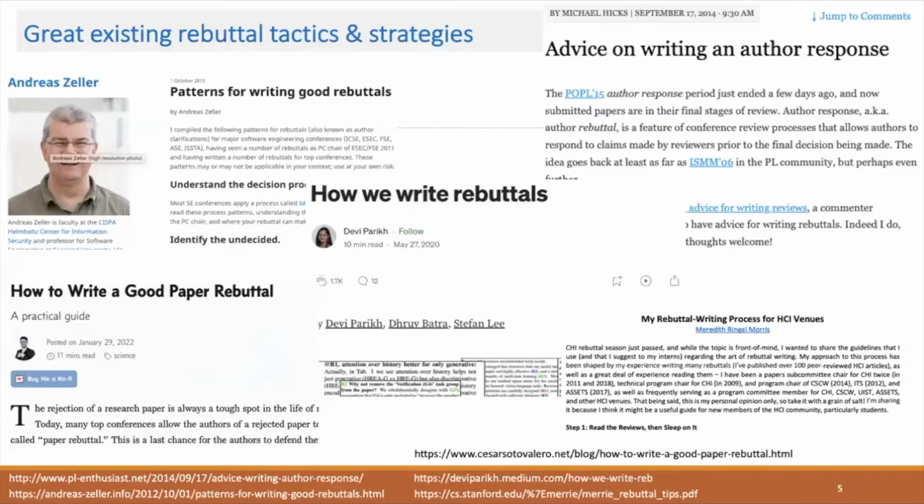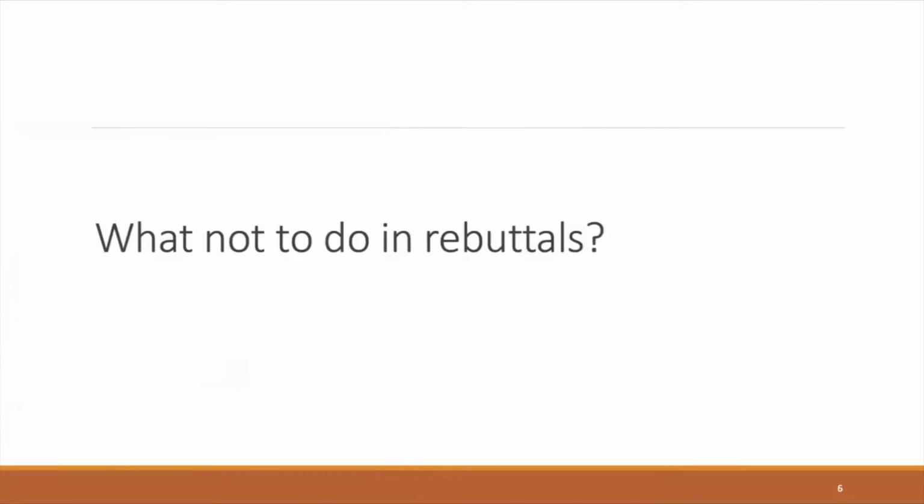There are a lot of tactics and strategies that other people have written about. My article has a reference to a lot of useful information. So I will not go over all of them, but just focus on the key point. The rebuttal is where, for a lot of first-time researchers, you have to respond to reviewers' comments, and this is relatively new, I would say.